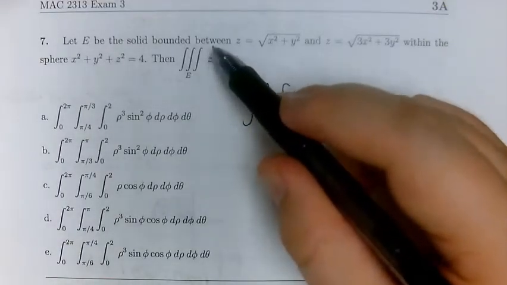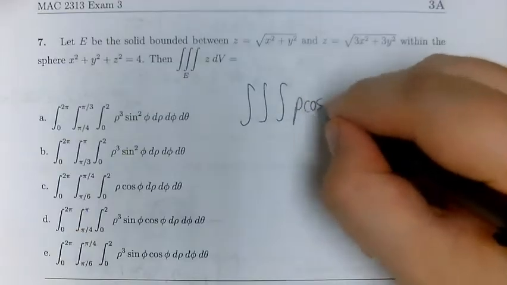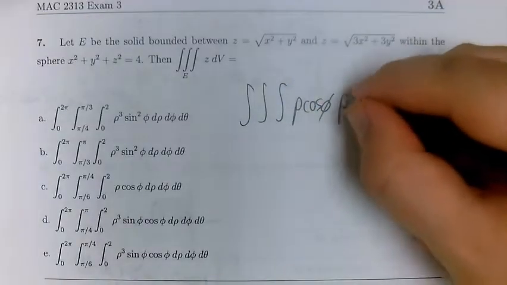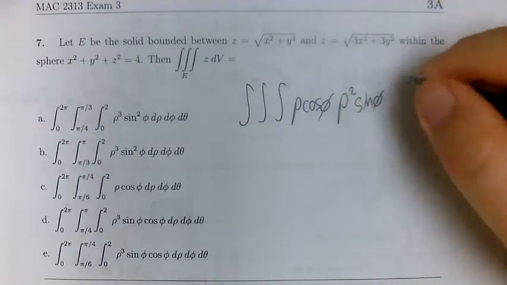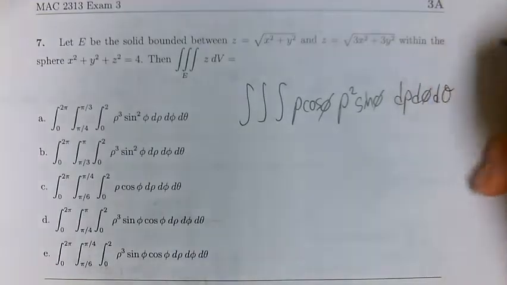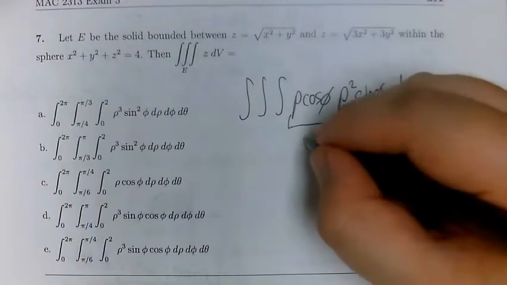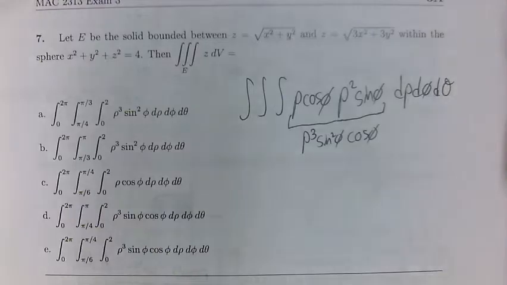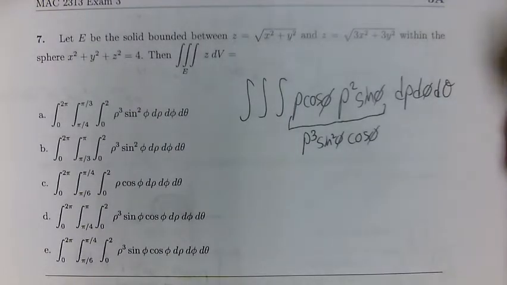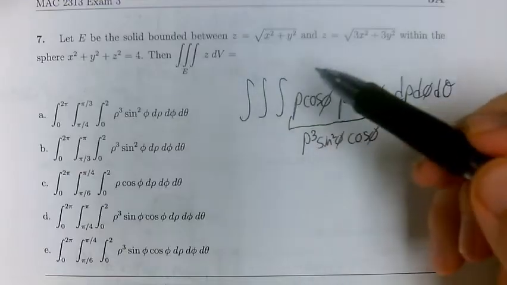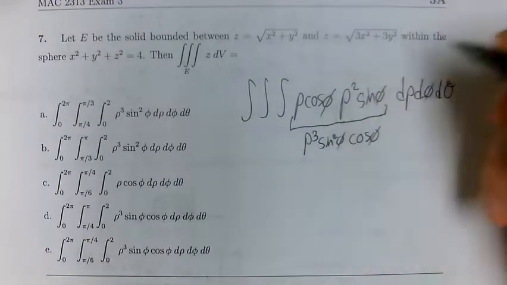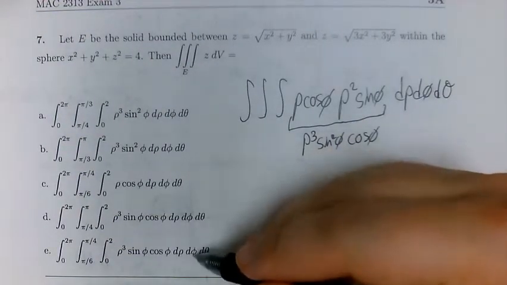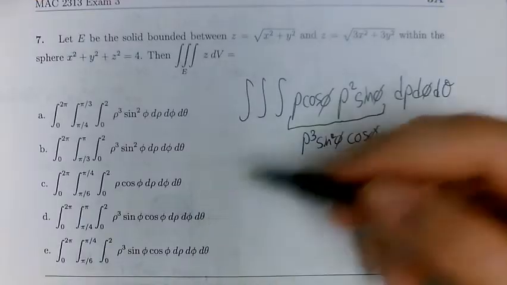So z in spherical coordinates is rho cosine of phi. Then the Jacobian, which is included in the dV here, is rho squared sine of phi. So when we combine all these in a nicer way, we have rho cubed sine of phi cosine of phi. All right, and it seems like once again we've narrowed it down to these two choices down here. So we have to decide between these two.